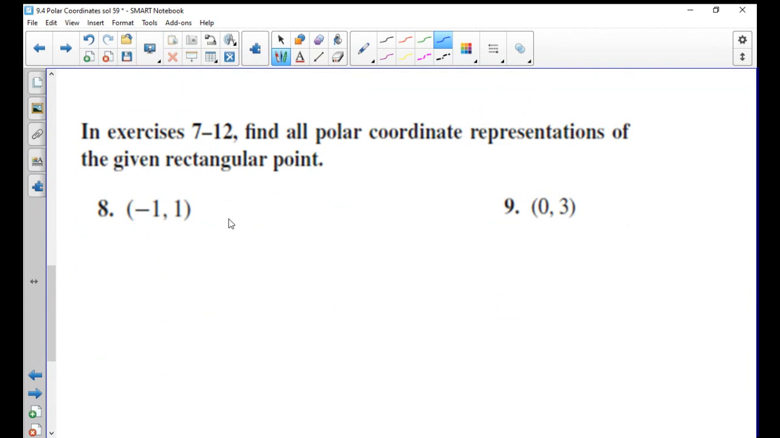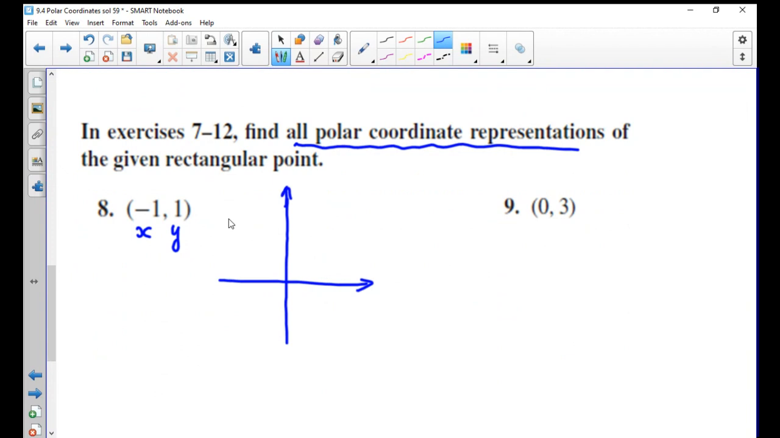For this one, we want to find the polar representation. This is x, this is y, so you need to find r and theta. Let's see where this point is. Minus 1, 1. So that's where the point is. So theta will be this angle.